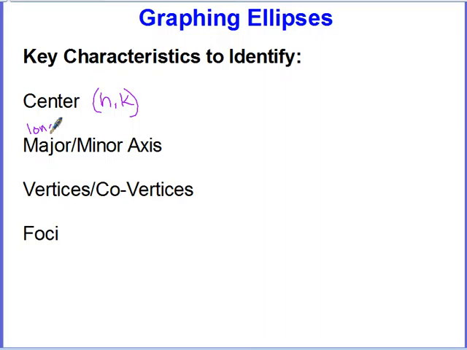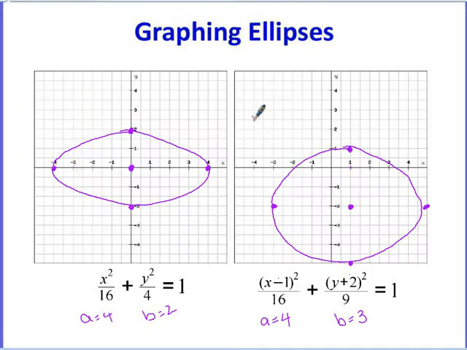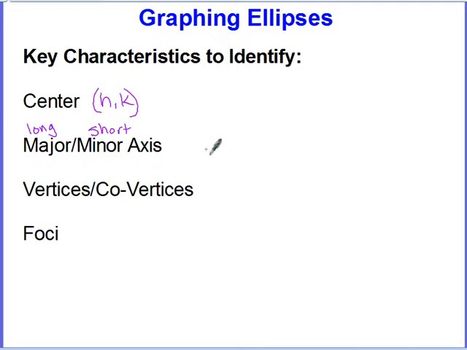The major axis is the longer one. The minor axis is the shorter one. So if we look at this ellipse that we drew right here, this axis is longer, this axis is shorter. So the horizontal axis would be the major, the vertical axis would be the minor. For major and minor axis, it's the equation of the line.